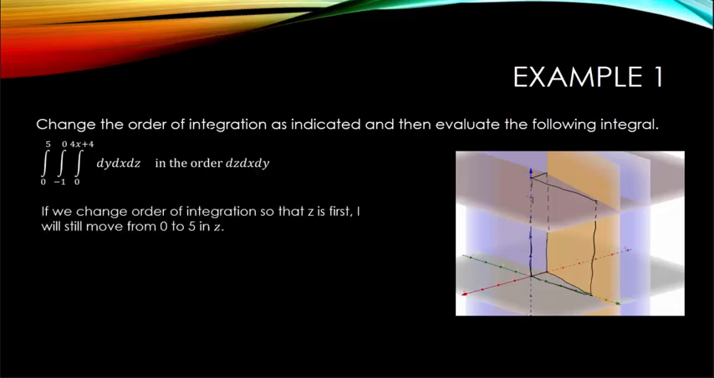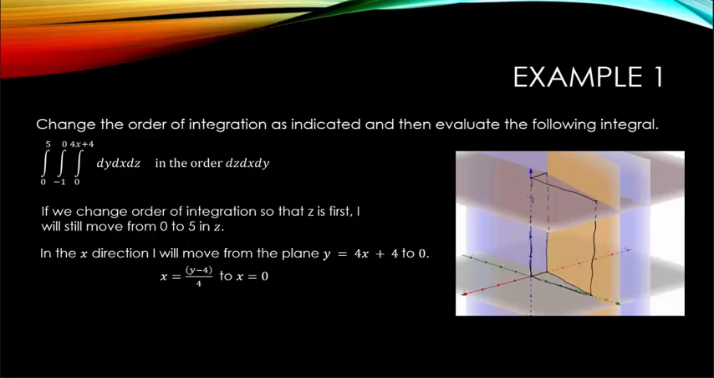It is bounded on the top by the plane z is equal to 5 and the bottom by the xy plane. The plane y is equal to 4x plus 4 is the bound on the slanted edge of my prism, and the edge that lies in the xz plane is bounded by a rectangle, with one side aligned between -1 and 0 on the x-axis and the other aligned between 0 and 5 on the z-axis. If we change the order of integration so that I integrate with respect to z first, I still have to move from 0 to 5 in z. In the x direction, I'm going to move from the plane y is equal to 4x plus 4 to 0, which gives me x is equal to (y minus 4) over 4 to x is equal to 0. And finally, I have to move from 0 to 4 in the y direction, so that my integration with this new order becomes the integral from 0 to 4 of the integral from (y minus 4) over 4 to 0 of the integral from 0 to 5 dz, dx, dy.